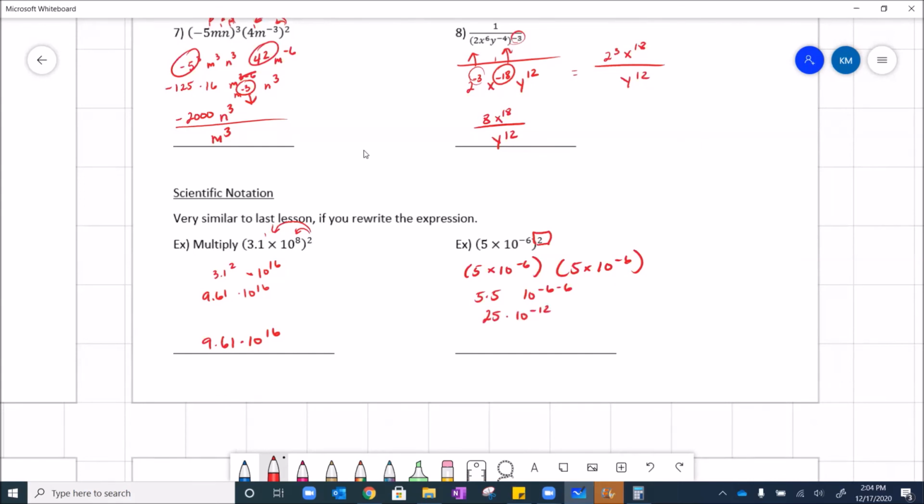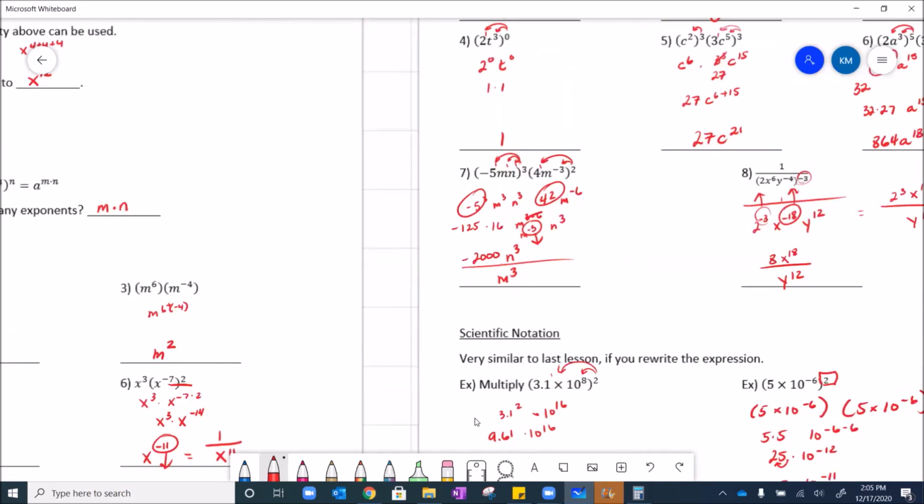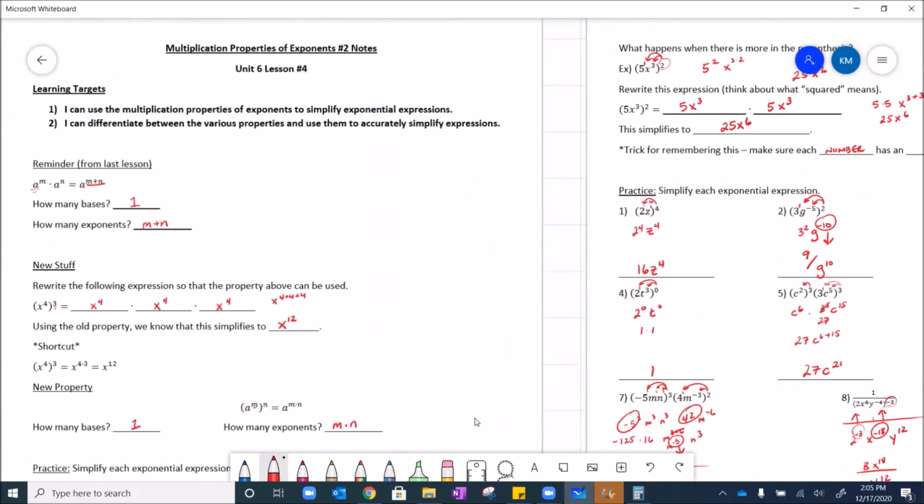We want to make sure that we write our answer in scientific notation. So I'm going to move this over, 2.5. I made this number smaller, so I need to make this number bigger. And that's what happens. 2.5 times 10 to the negative 11. Remember that scientific notation is the only time we can have a negative exponent. All right, and there we have it.